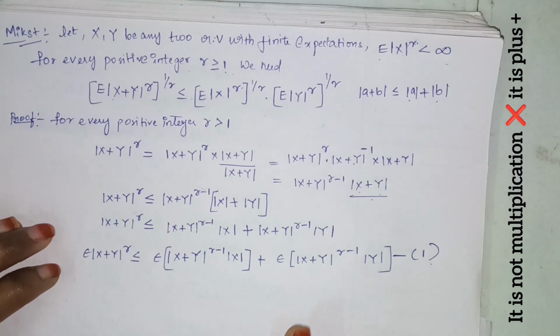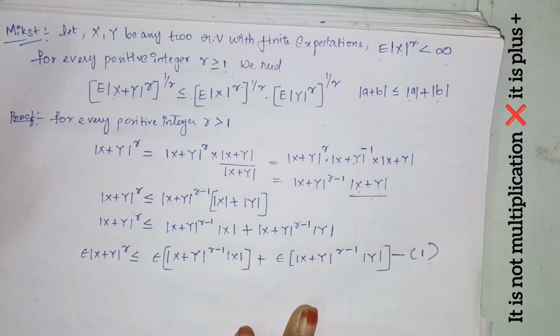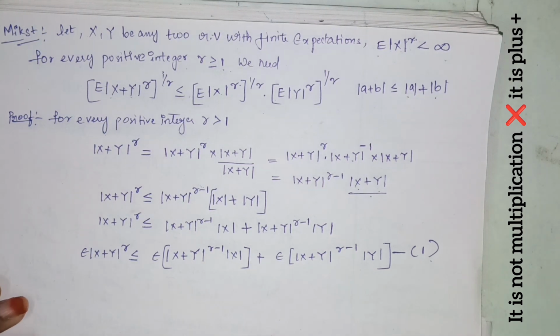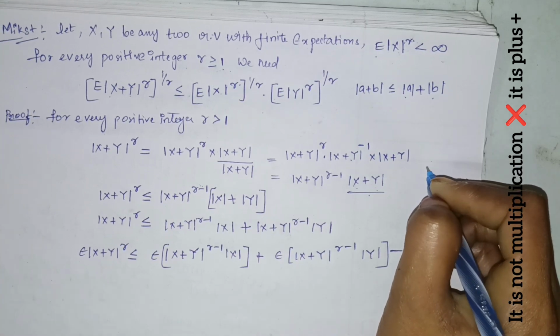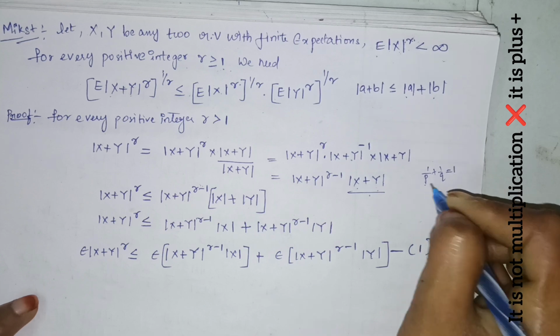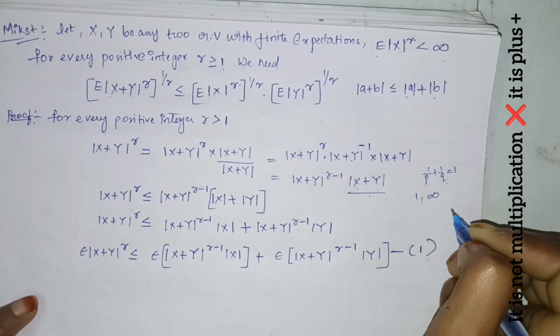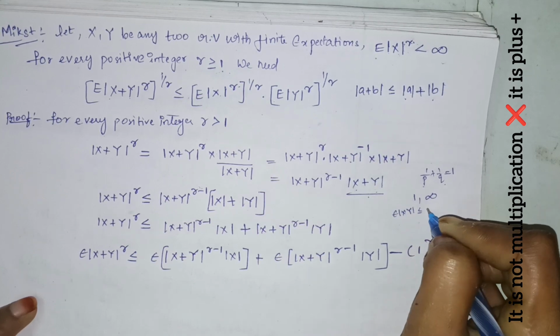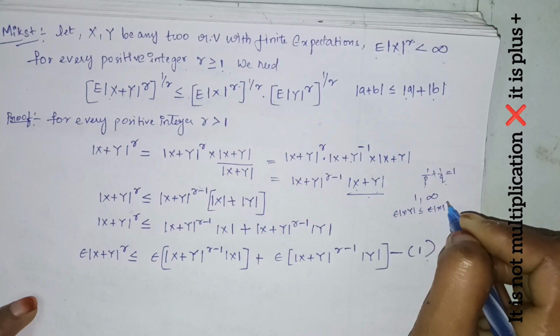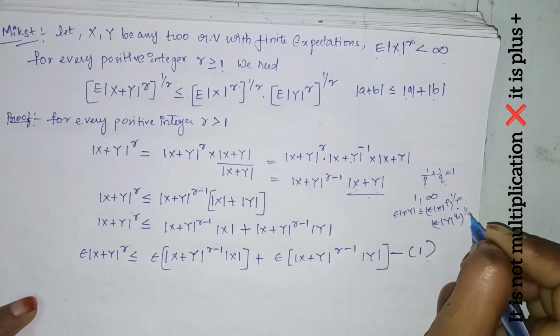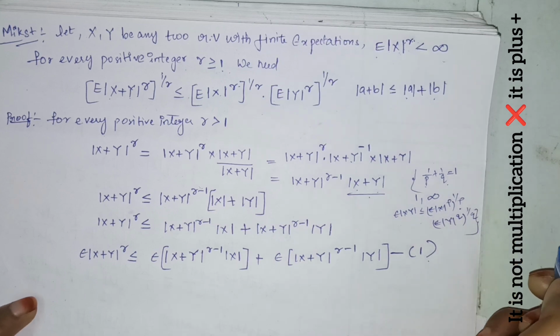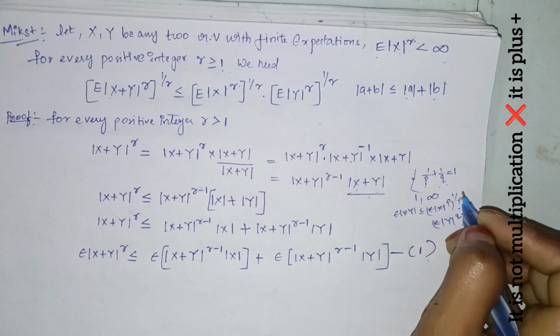Now I said that without using Holder's inequality, we cannot prove Minkowski inequality. So now let us use Holder's inequality in it. What is Holder's inequality? Do you remember it? Let p, q be any two positive real numbers with 1/p plus 1/q equal to 1, where p, q lie between 1 and infinity. Then expectation of |xy| is less than or equal to expectation of |x|^p to the power of 1/p times expectation of |y|^q to the power of 1/q. This is Holder's inequality, right? So let us use this to prove the Minkowski inequality further.